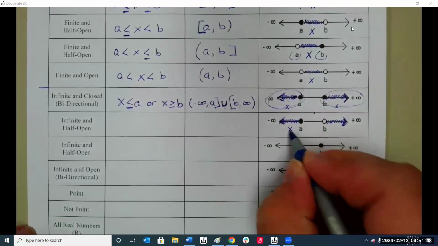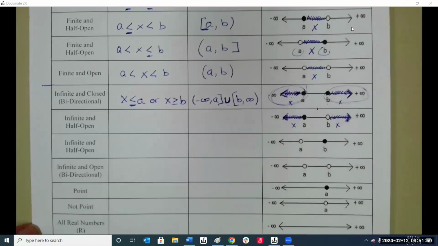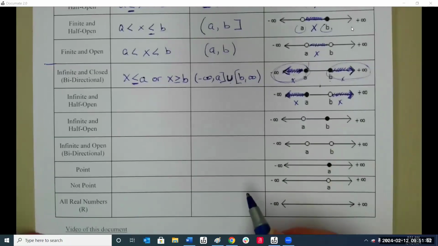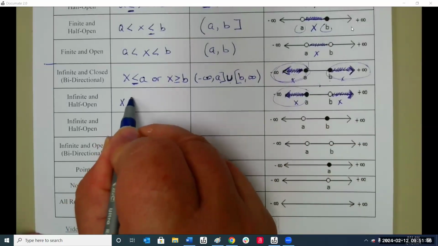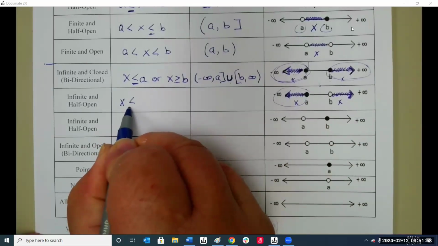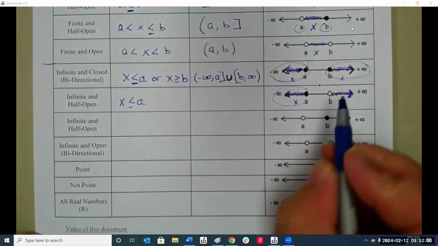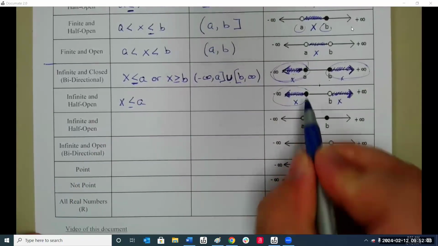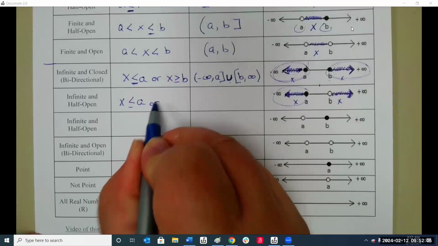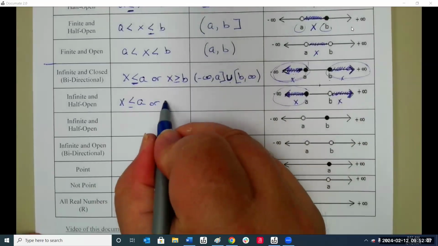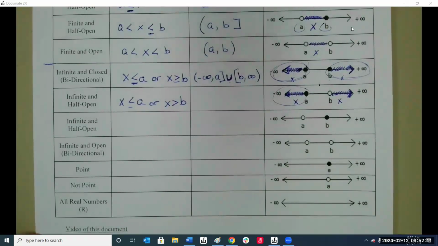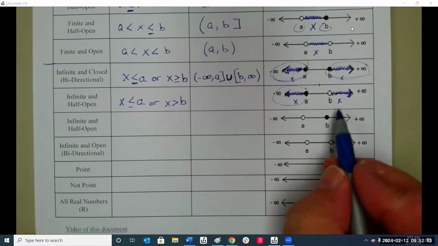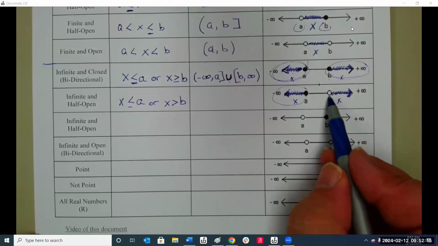Remember, these are my x's. So the first one, my x is less than or equal to a, because it's solid, or x is going to be greater than b. It's greater than, no line, because it's an open circle.